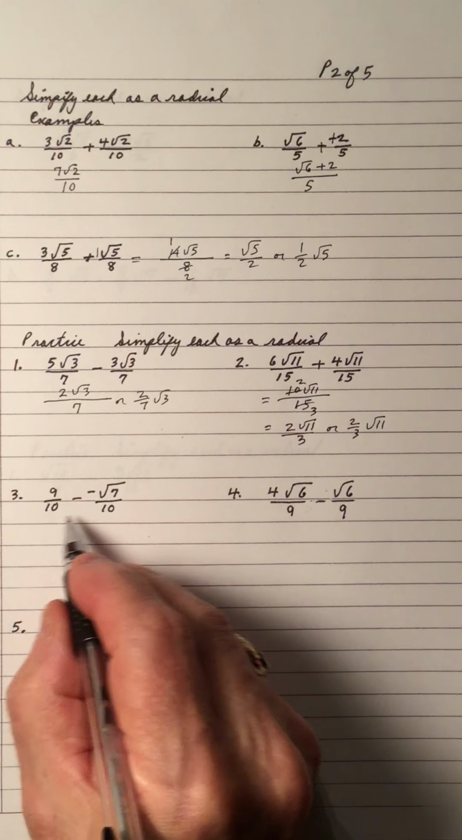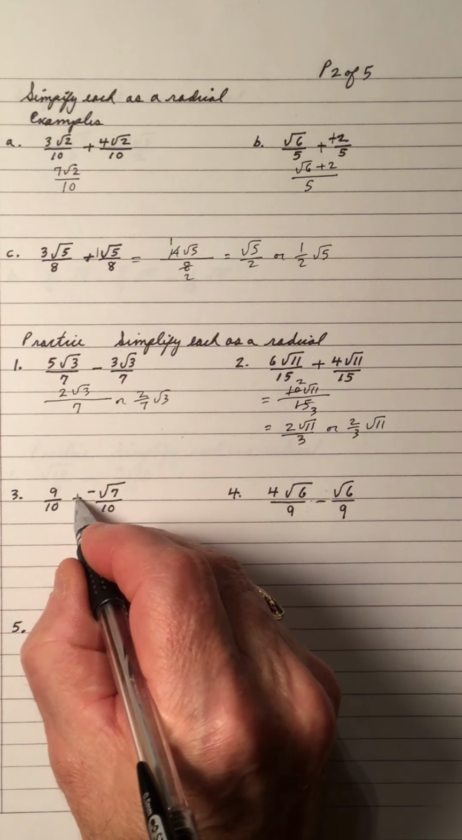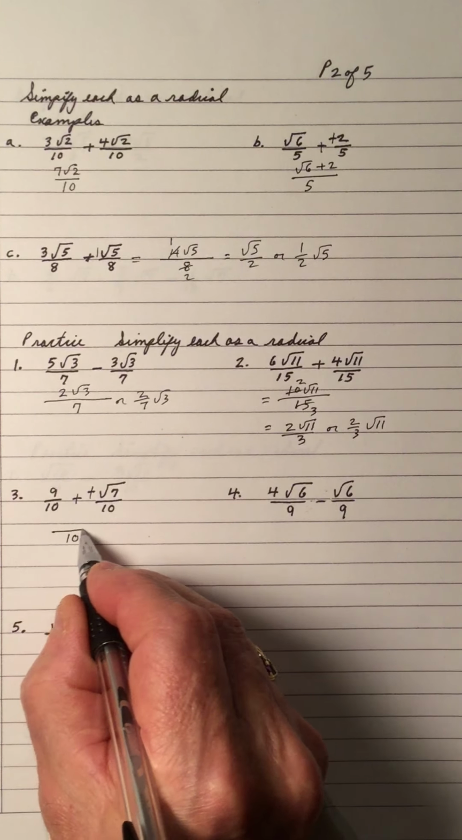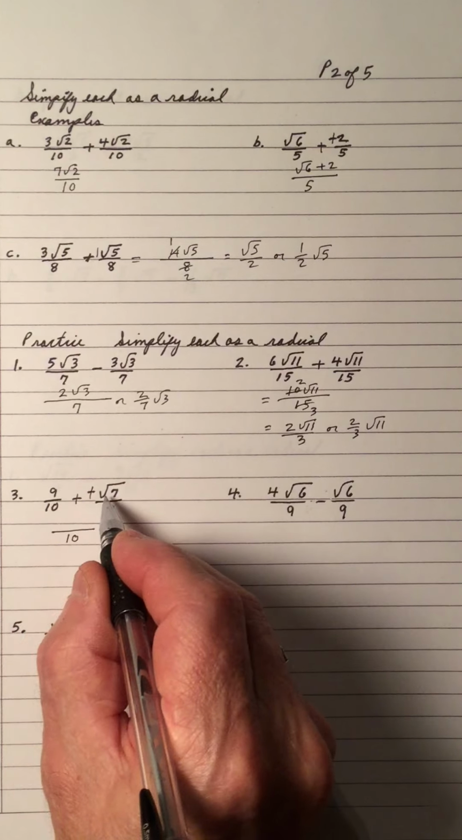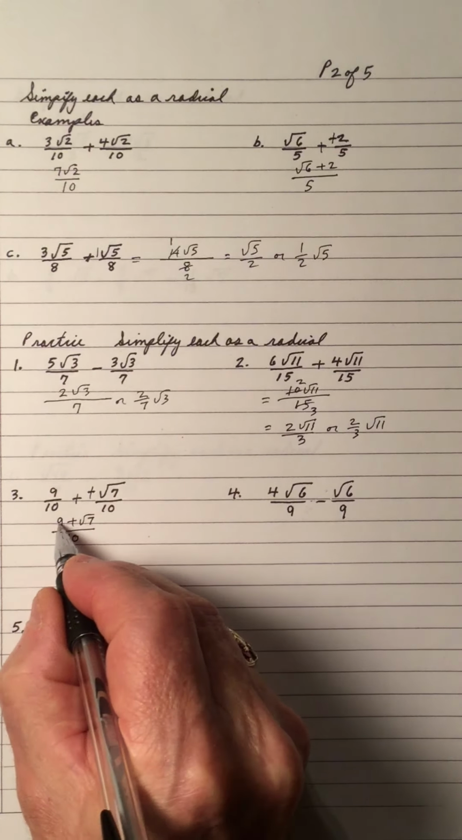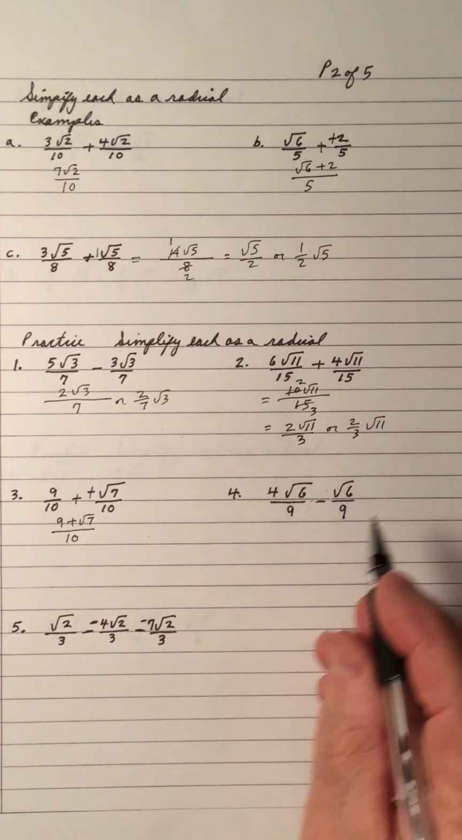Number 3, look at it closely. We have double negatives, so we make it a positive. Common denominator is 10, and we add 9 and add on root 7, so we have to leave it like that because we can't combine these, because they're not like radicals.